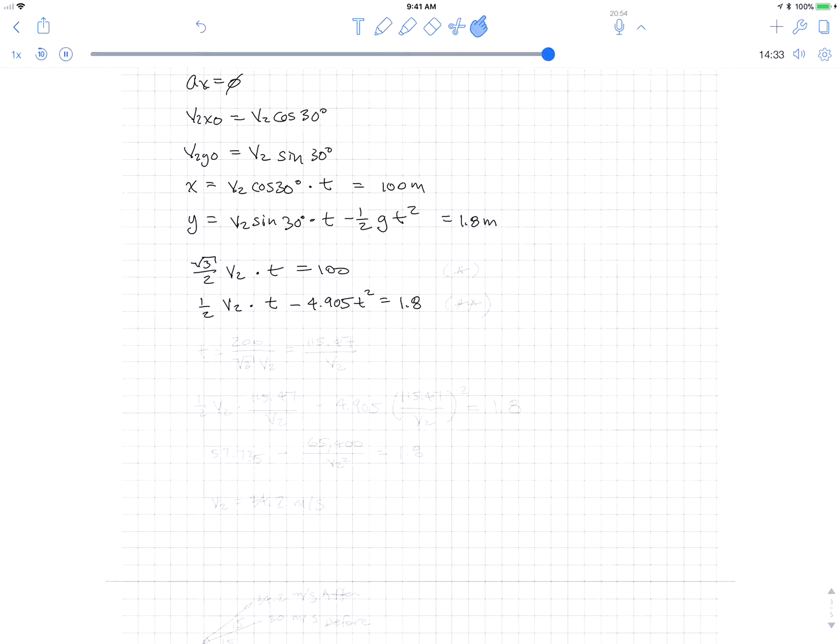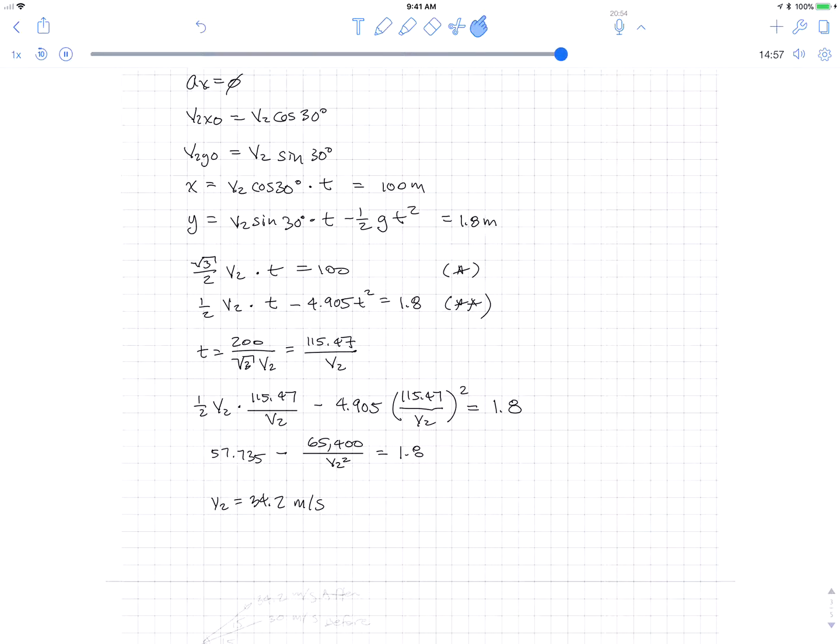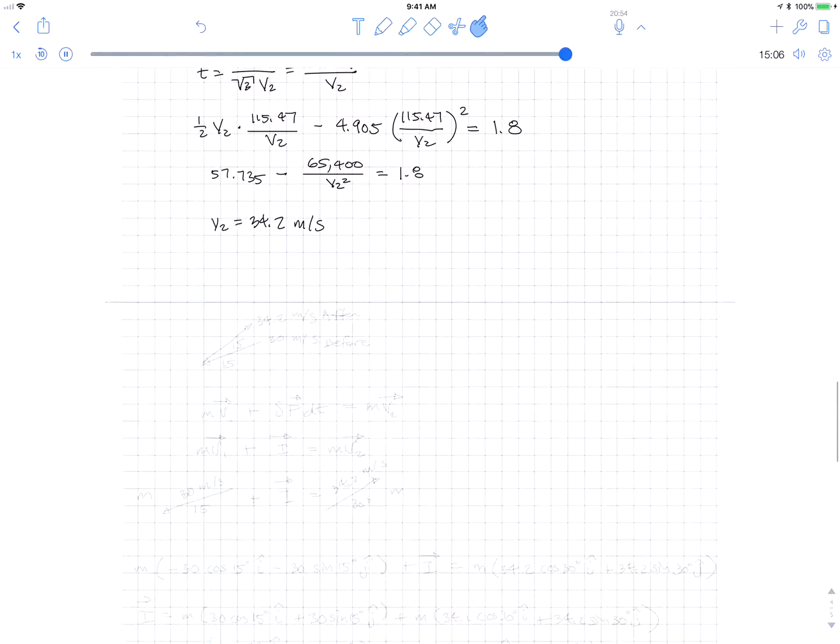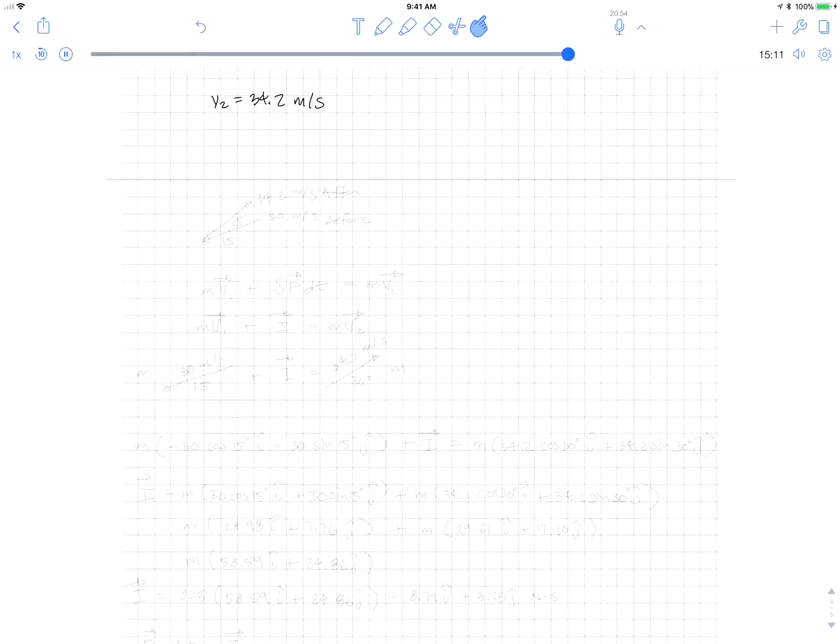And we're trying to solve for V2. So I'm going to solve equation 1 for t and then plug it into equation 2 and solve for V2. I'll take a break and do it and come back. Okay, so I solved equation 1 for t and then plugged that into equation 2 and then solved for V2. And this is what happened. Okay, we get V2 is 34.2 meters per second. So that's the projectile motion part. So now we can start the impulse momentum problem.